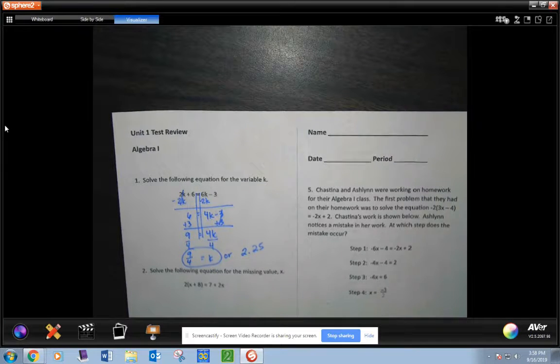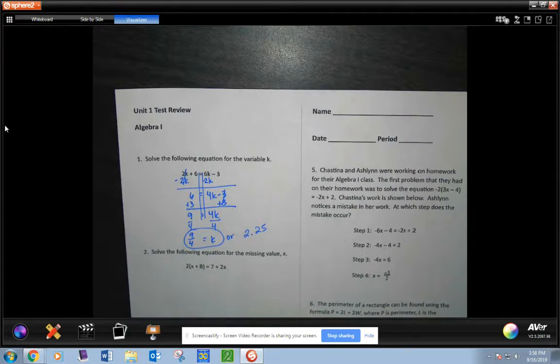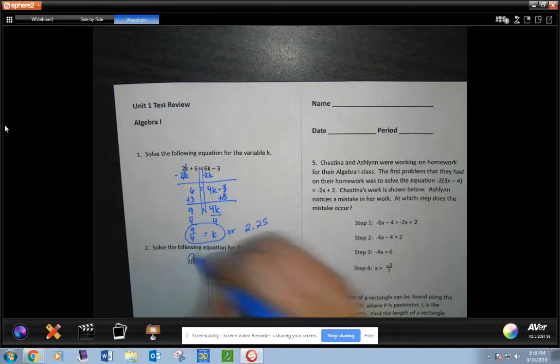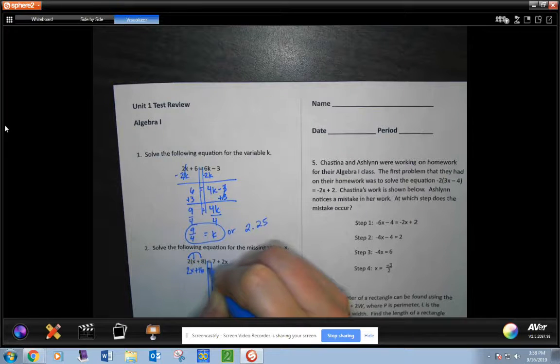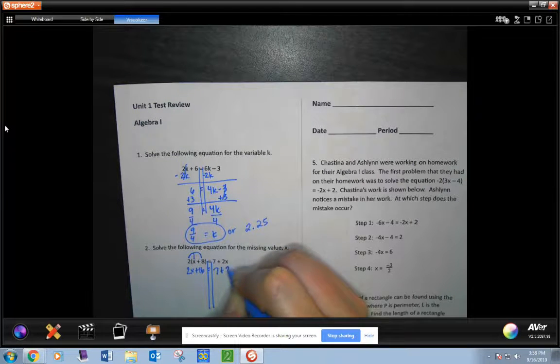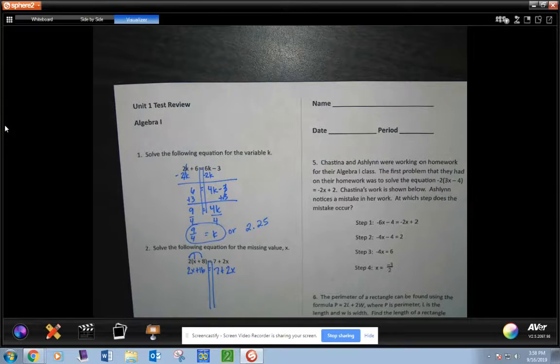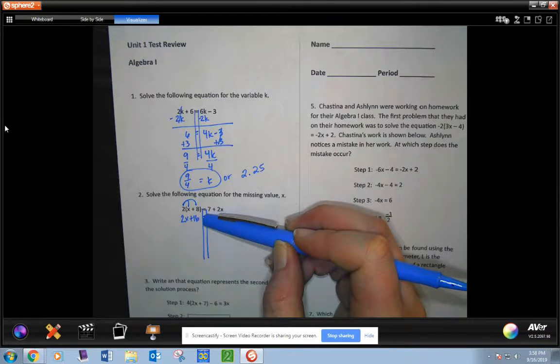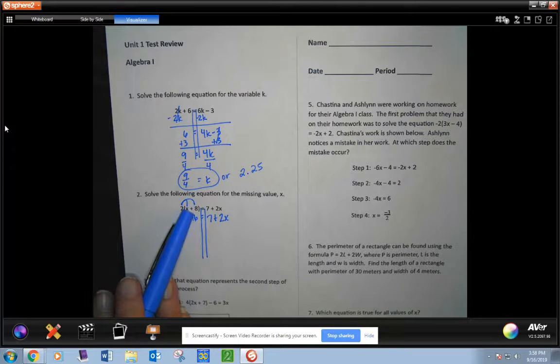Okay, for number 2, I have solve for x. So I'm going to draw my bars. First thing I'm going to do is distribute. 2 times x is 2x. 2 times 8 is 16. And it equals 7 plus 2x. Okay, from here is combine like terms. So when I look at the left side, nothing will combine. When I look at the right side, nothing will combine.